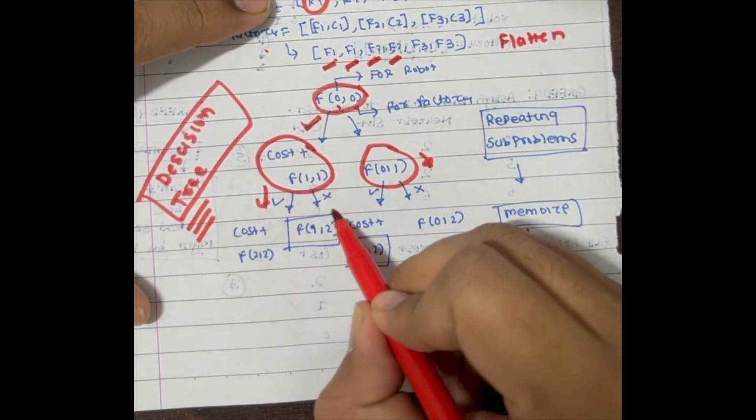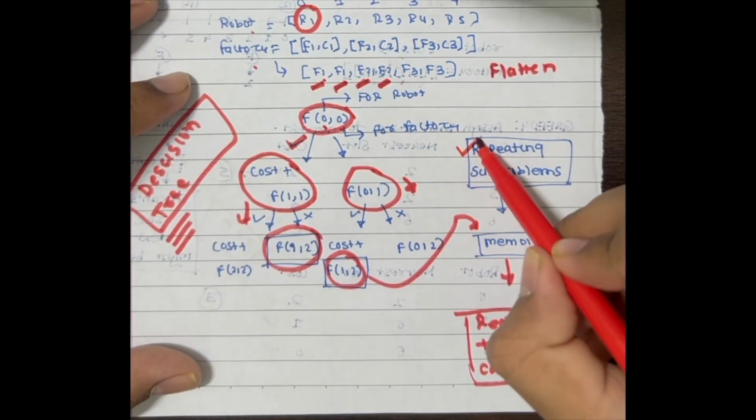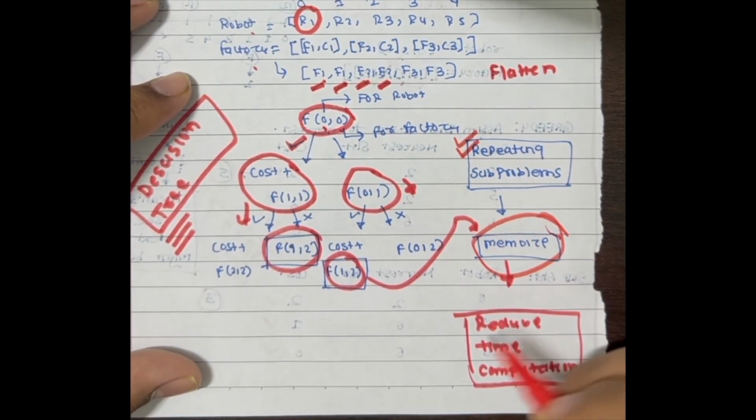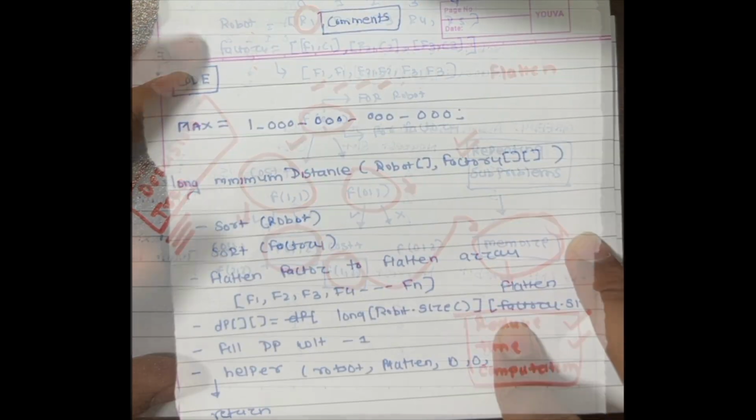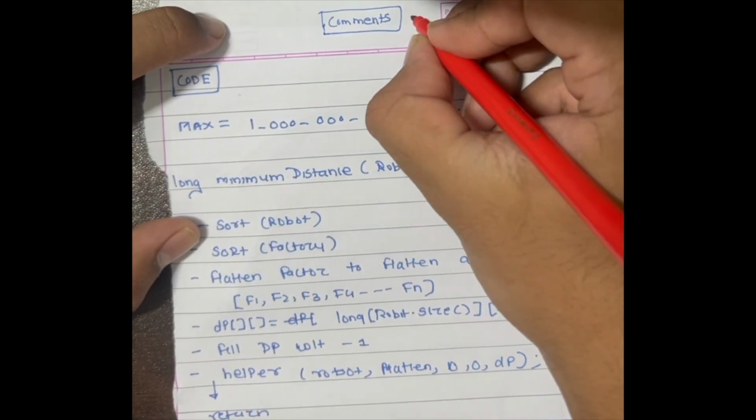If you see, there are some repeating subproblems. When you have repeating subproblems, what you do is just memoize things. Memoization is required because it reduces the time complexity. In the pseudocode, the full code will be in the comment section.